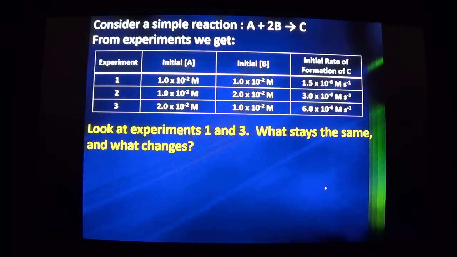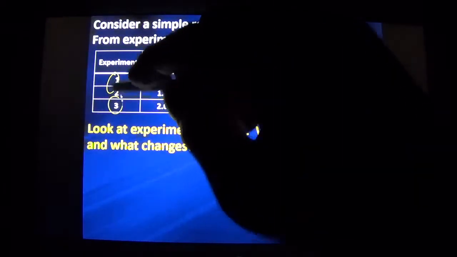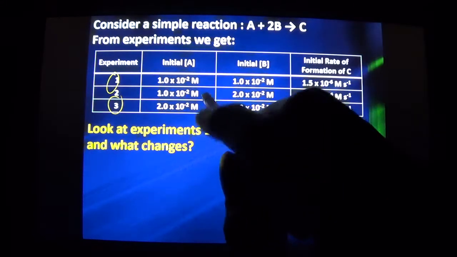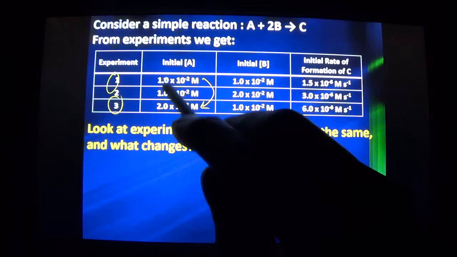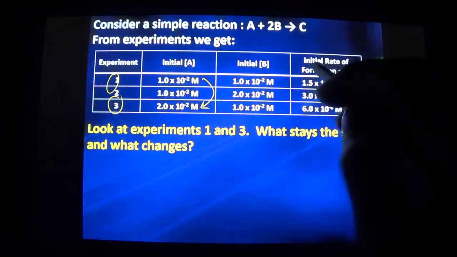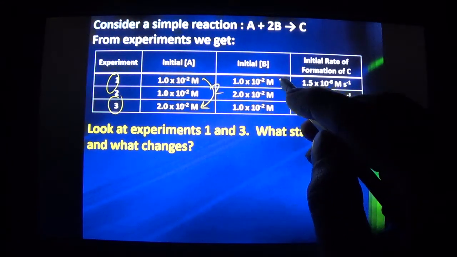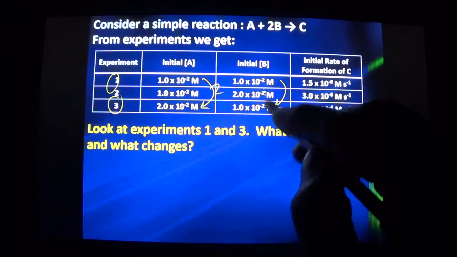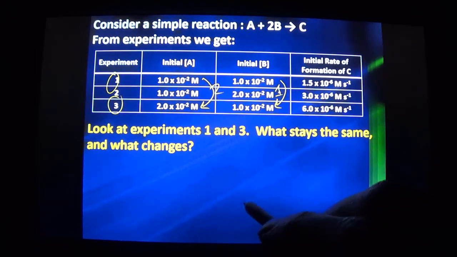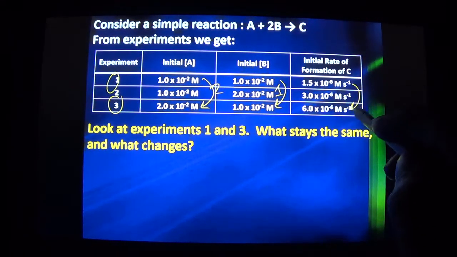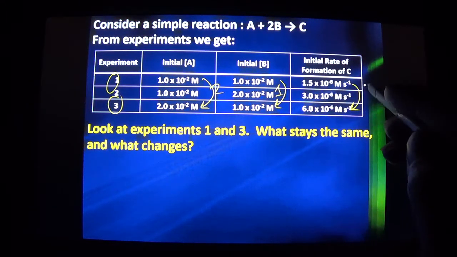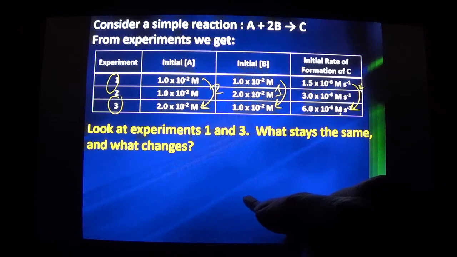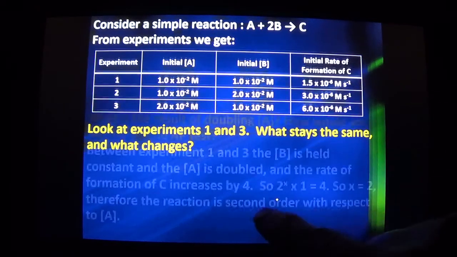And I'm going to look at my chart and I'm going to pick appropriately. Let's look at experiments 1 and 3 now. What happens to A? Well, the exponents are the same, so A doubles. And what happens to B? B is staying the same, it's identical. And what is happening to the rate? Exponents match, so the rate is going up by 4. Ooh, that's interesting. Lots of fun, right? So here's what I would say.